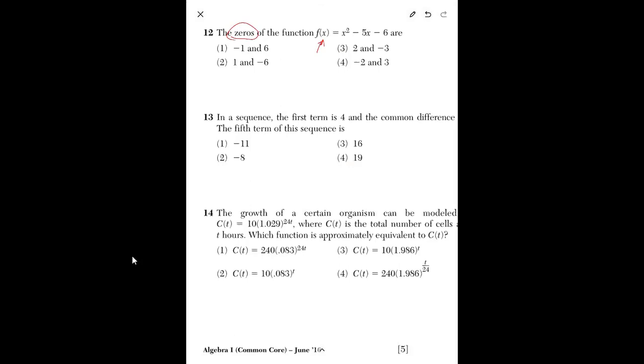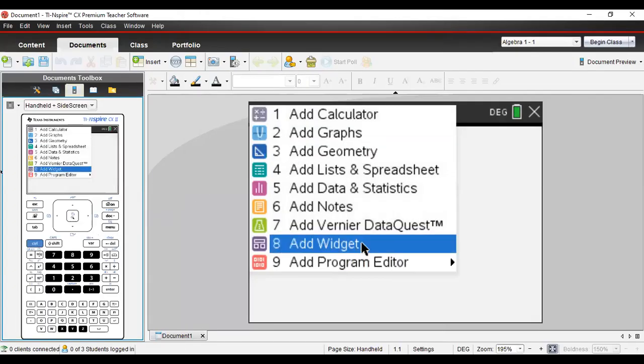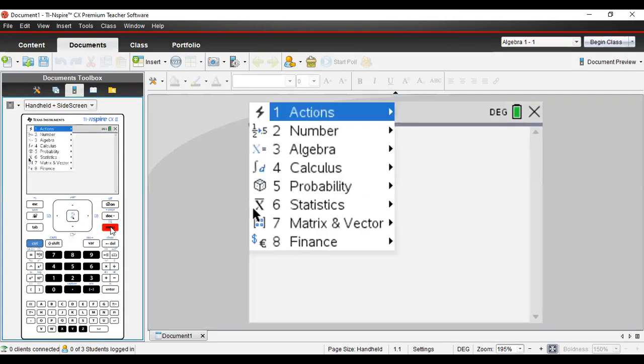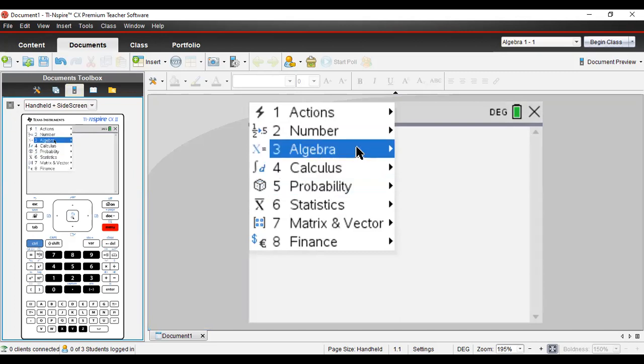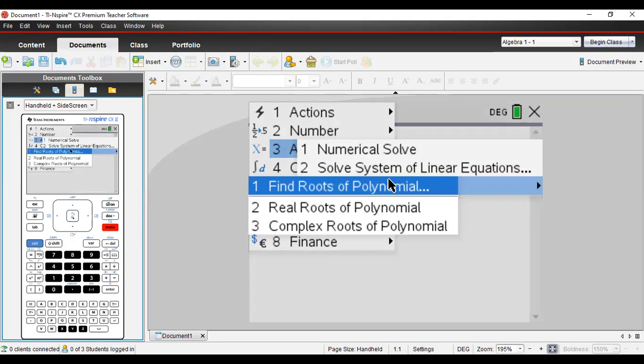So let me go here. And I'm going to use the calculator. From here, I'm going to use the menu. Going to go to Algebra. Let me get rid of that because that's not what I wanted to do. Sometimes it's cursor. Menu, Algebra. And then we're going to go to Polynomial Tools.